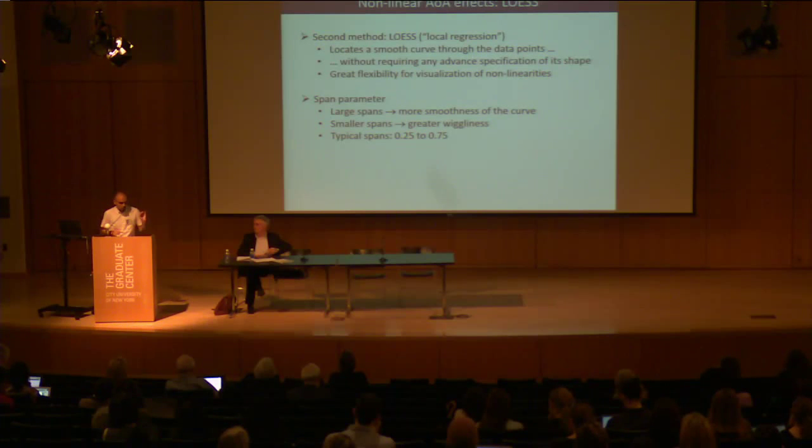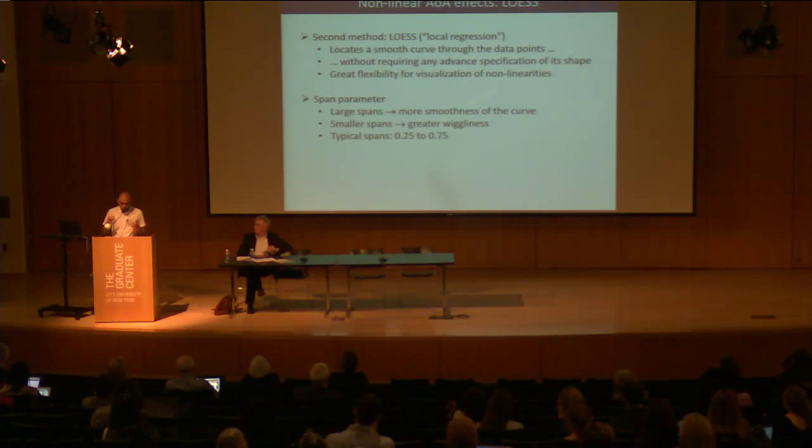LOESS is controlled by this span parameter, and this span parameter is how much data influences the fit at any given point. Higher spans smooth a curve so much that at some point it appears like a linear model. And if the span is reduced, then you start having so much curvature and so much wiggliness that at some point you're basically overfitting the data, and you're fitting the noise rather than the signal you're trying to get.